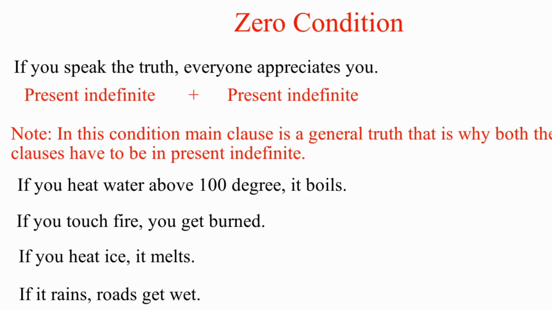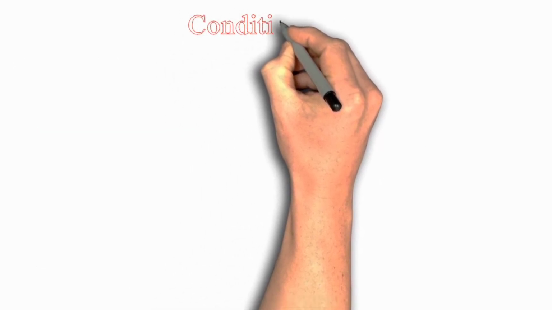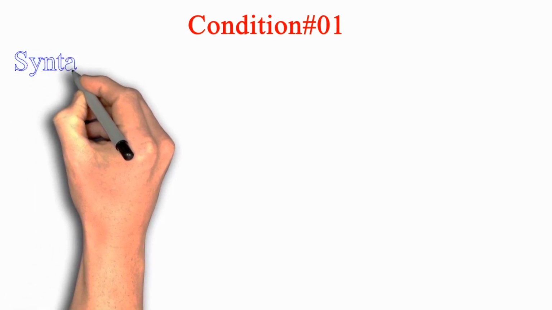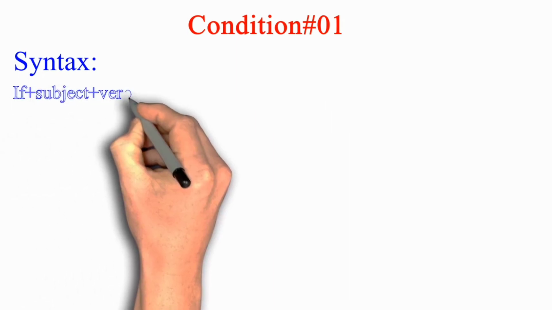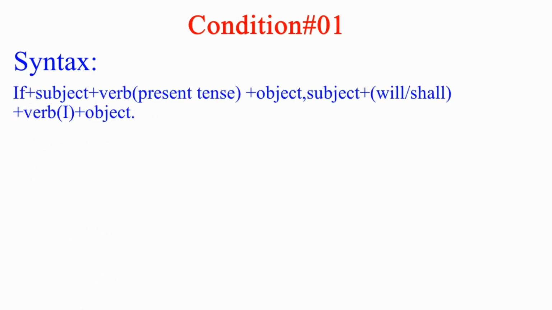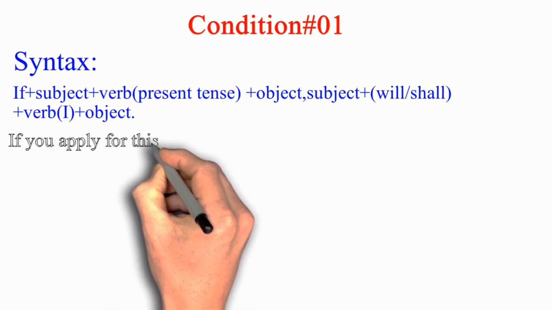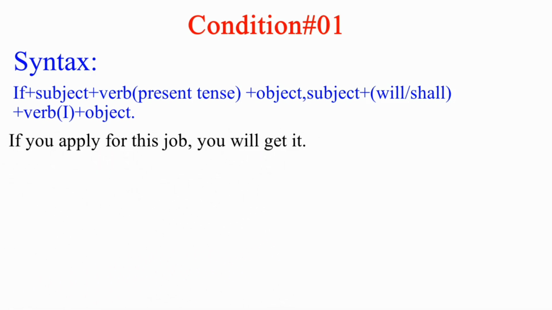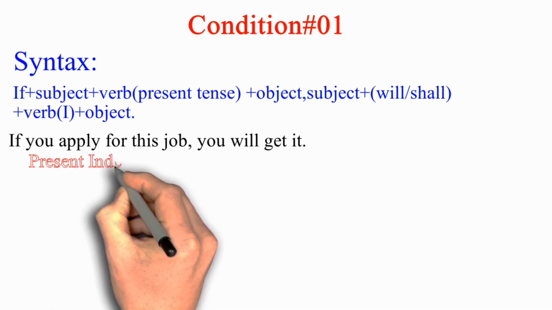Now let's move towards condition number one. The syntax or formula of condition number one is if plus subject plus verb, that's a present tense, plus object, then subject plus will, shall, and verb first form and object. Let's discuss an example. If you apply for this job, you will get it.